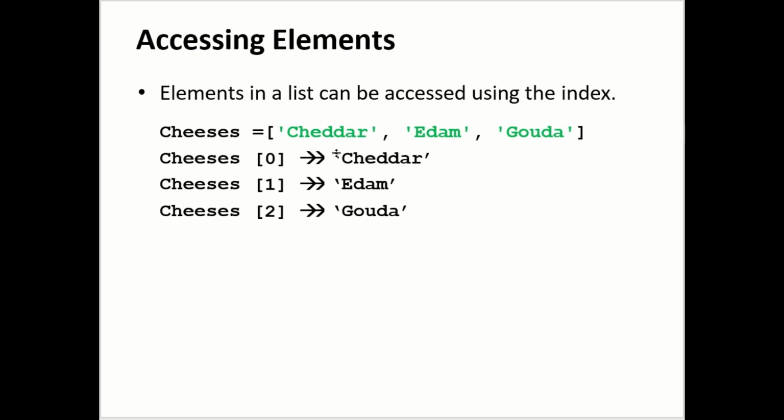If we only wanted to access the leftmost element of this list, cheddar, we would do so by typing the variable name, cheeses, followed by square brackets and an integer referring to the index location. The leftmost location is going to be 0. The next would be 1, 2, all the way up to the length of the list minus 1.